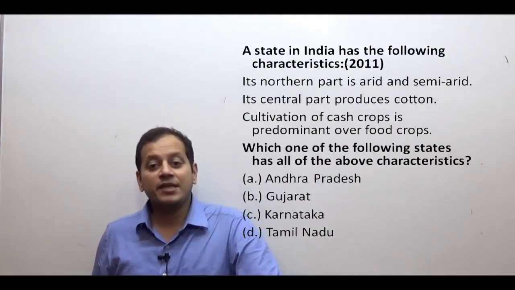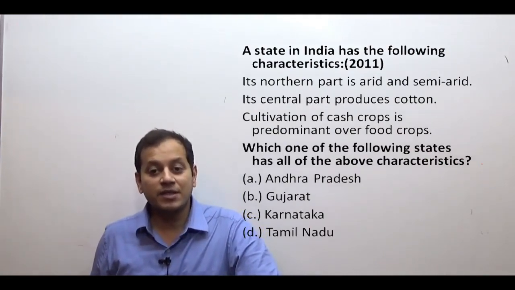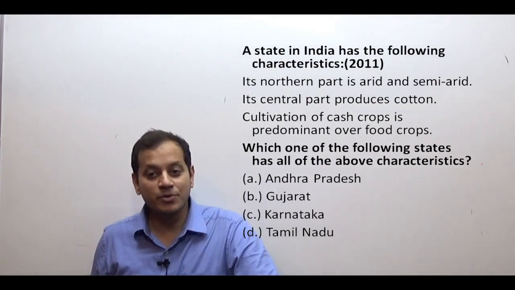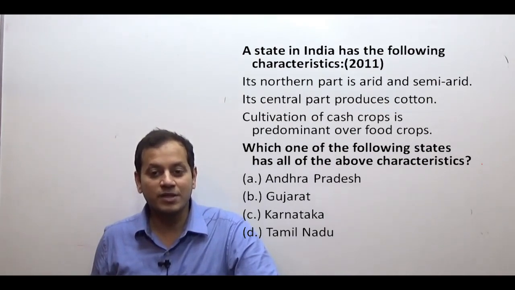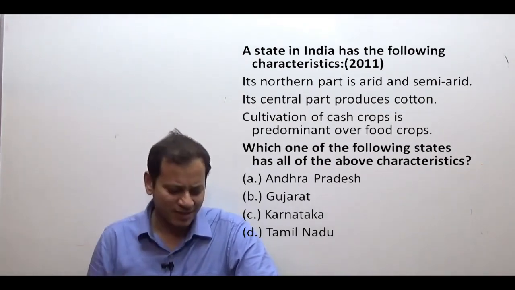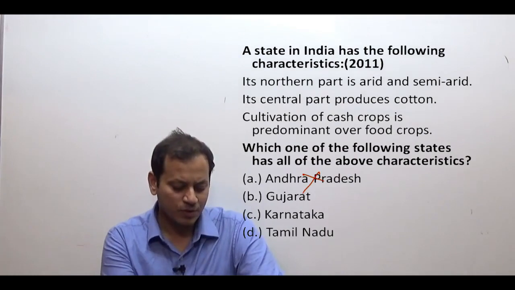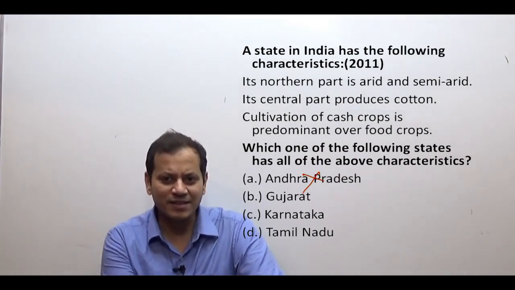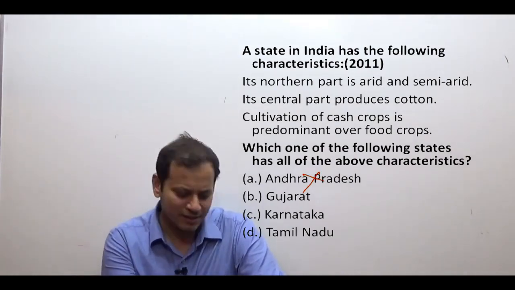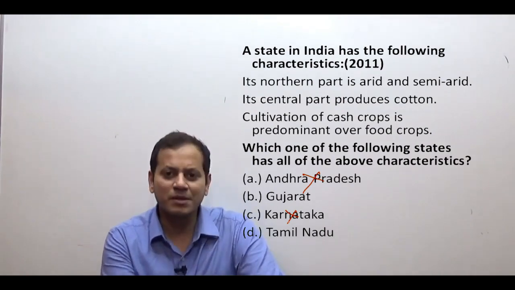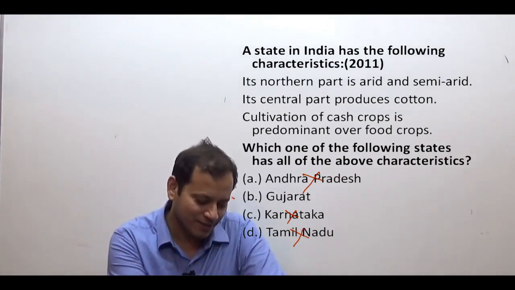A state in India has the following characteristics. Its northern part is arid and semi-arid. Its central part produces cotton. Cultivation of cash crops dominates over food crops. What is the state? Andhra Pradesh, is it desert? No. Karnataka, is it desert? It can be semi-arid, but is it a desert? No. Tamil Nadu, obviously not. So the answer is Gujarat.